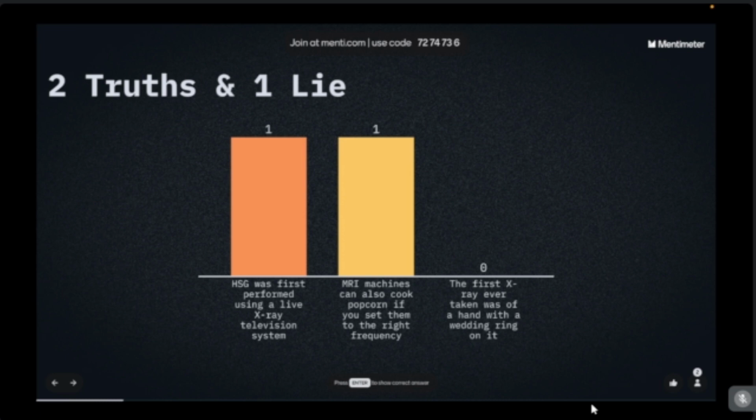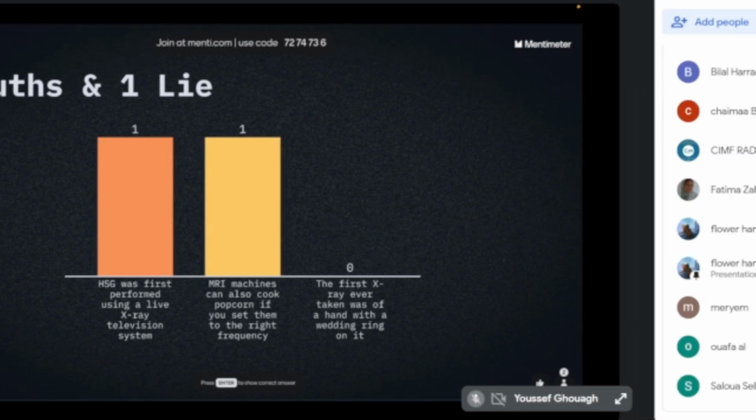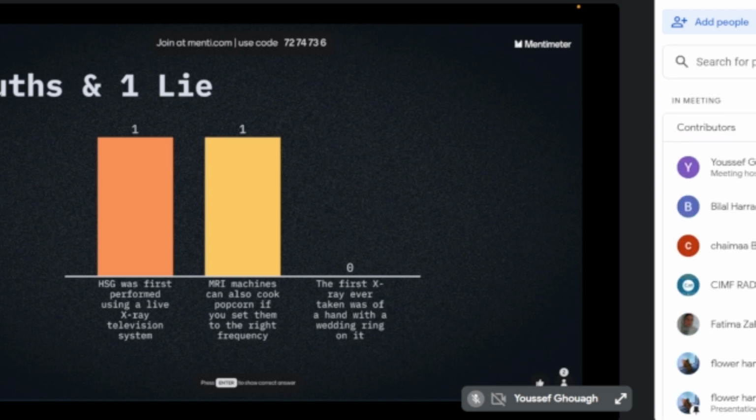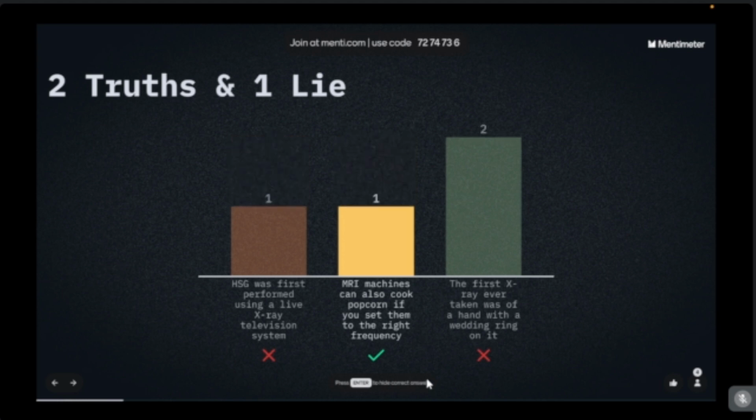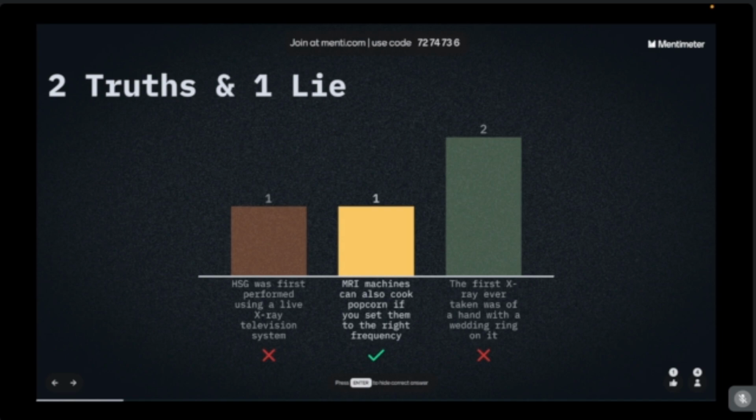Now just put whatever answer you want to put because we just see numbers here. Yeah, so we have two answers. The lie is that MRI machines can also cook popcorn if you set them to the right frequency. So it's the middle one. The middle one is the lie. And the first and third ones were the truth.